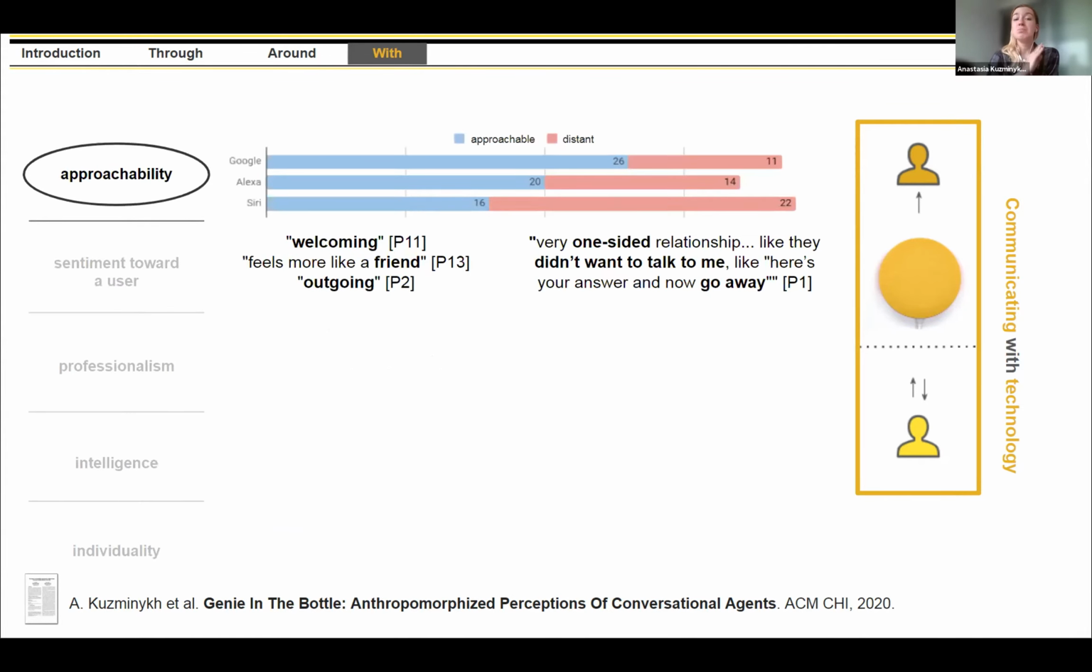So for example, approachability is about how emotionally distant or approachable an agent is, right? And the distant end here includes agents being snarky, closed off, and often they're given in opposition to users' willingness to engage with these agents. And then the other side, the approachable side, is agents being emotionally warm, friendly, willing to interact, feeling more like a friend, being outgoing and chill.